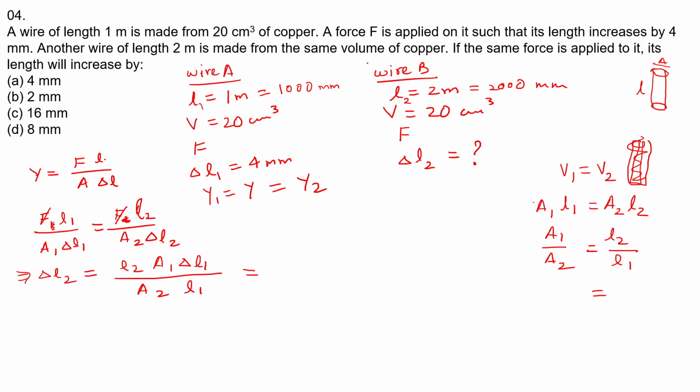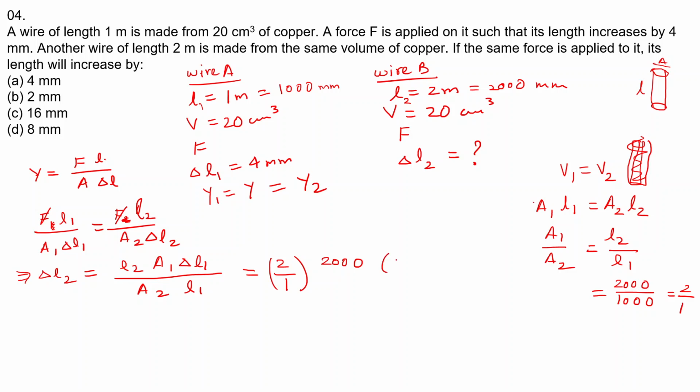Now L2 is 2000 millimeter, L1 is 1000 millimeter. So 2000 divided by 1000. That means A1 by A2 is 2:1. Keeping this value here, A1 by A2, I'll write 2 by 1. And then L2 is again 2000.